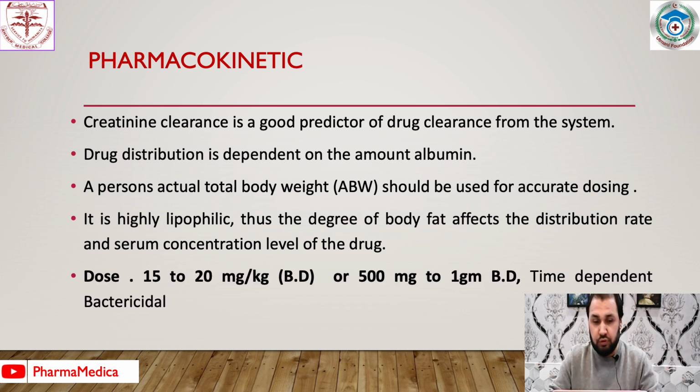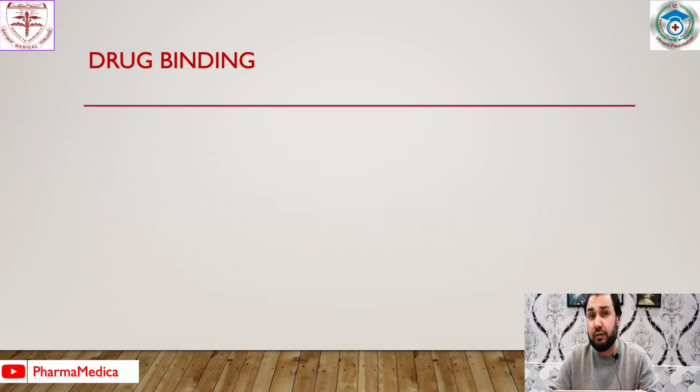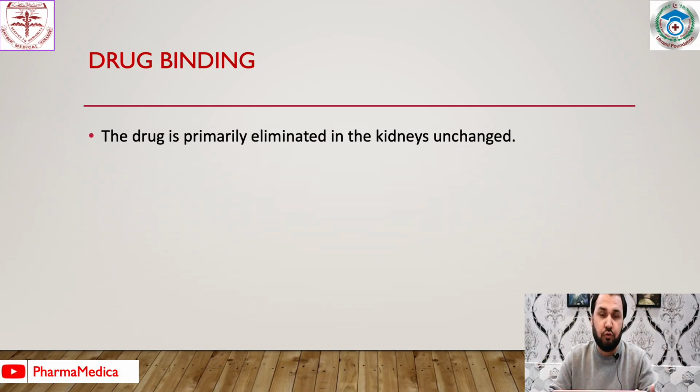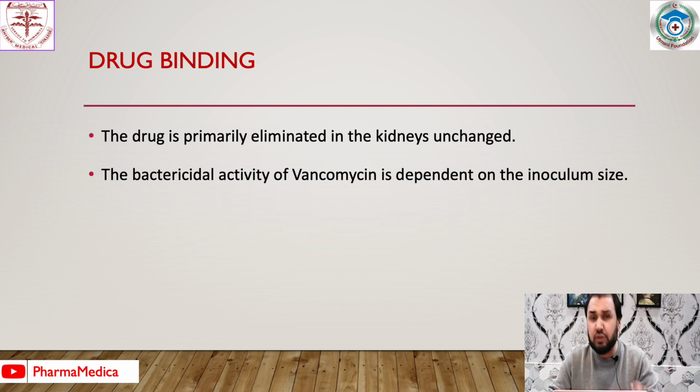The dose is usually 15 to 20 milligram per kg of body weight. Usually we give 500 milligram BD or 1 gram BD. It depends upon the weight. If the weight is below 50, you go for 500 milligram BD. If the weight is above 50, you go for 1 gram BD. This is simple, what we are using in the ward. The drug is primarily eliminated by the kidney in the unchanged form, so urea and creatinine levels are a must.